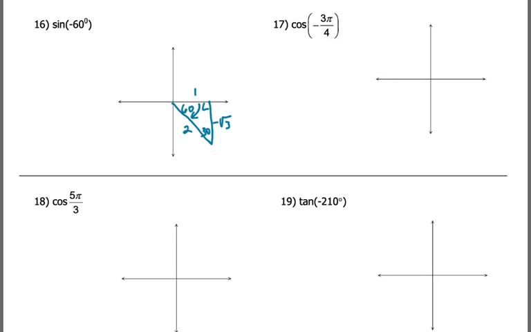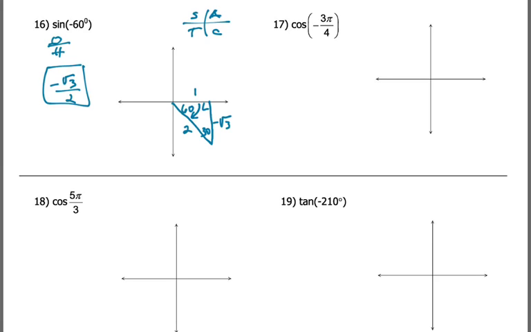Okay, so we're going to do sine, which is opposite over hypotenuse, and so that's going to be a negative square root of 3 over 2. And in that quadrant, the only thing that should be positive is cosine. So we did good making it negative since we're talking about sine.